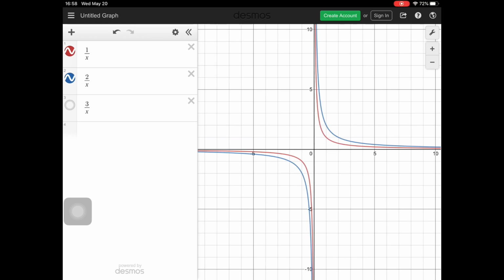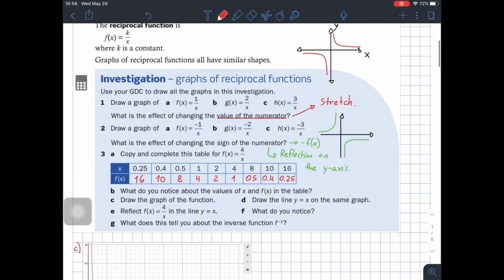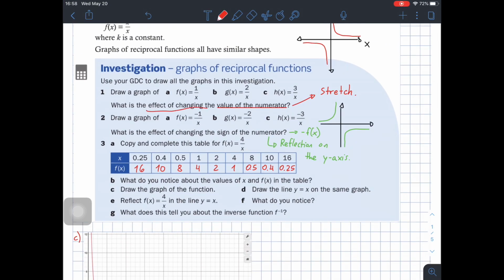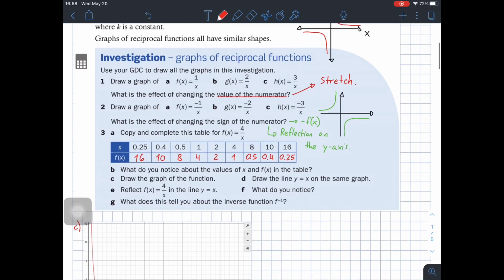Finally, if I draw 3 over x, the third one, you see that it's the same thing and it has the same general shape, but it's a little bit less steep than the first function. Okay, so if we go back, what is the effect of changing the value of the numerator? Basically, what we're doing is we're stretching the function, right? But we're not changing its position or the asymptotes or anything like that. We're just stretching the function.